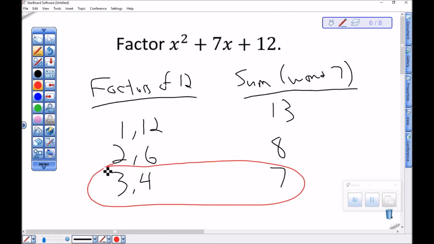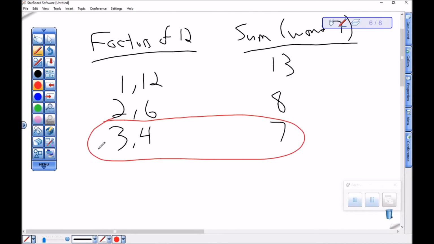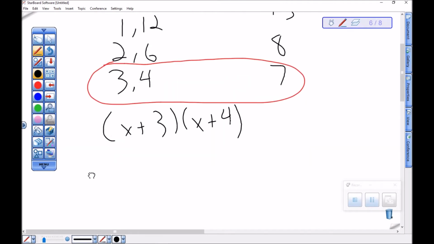Now, as you do more of these, you get better at not needing to go through every number, right? If you look at 12 and you say, what factors of 12 add up to 7, you probably came up with 3 and 4 or 4 and 3 right away. And that gives you x plus 3 times x plus 4 should be your factors. We can do a quick check.